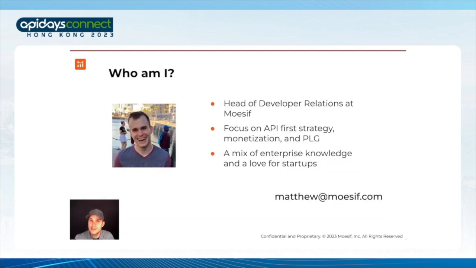A little bit about myself. My name is Matt Tanner. I am head of developer relations at Moesif, and I mainly focus on API-first strategy, monetization, and PLG. Lastly, my background is a mix of enterprise knowledge and a love for startups, and API monetization is generally widely applicable in both of those settings.